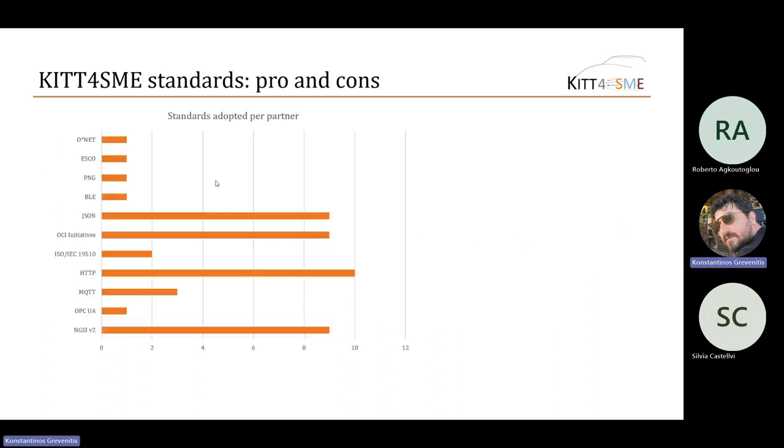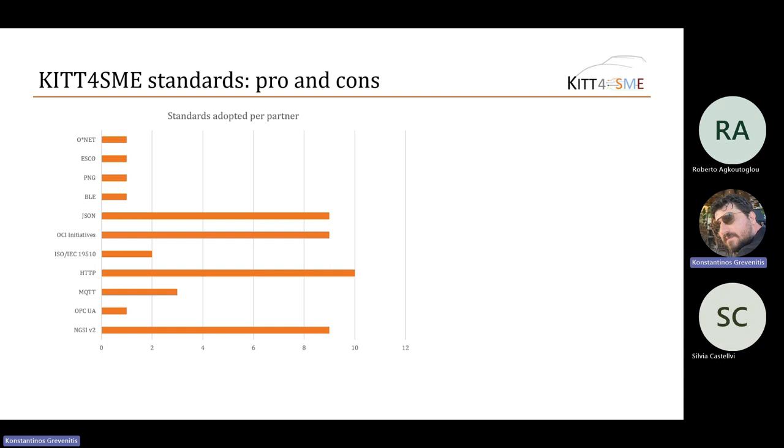So when it comes to pros and cons in KITT4SME related to standards, we have used a lot of different standards, but all those standards are IT standards or standardized communication protocols and so on and so forth. About the industrial standards, we couldn't use them due to the fact that a lot of the machines, especially the machines that live on the pilots' shop floors, are old or they don't follow any standards.